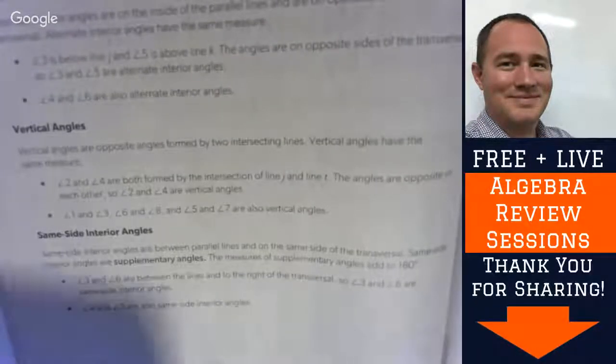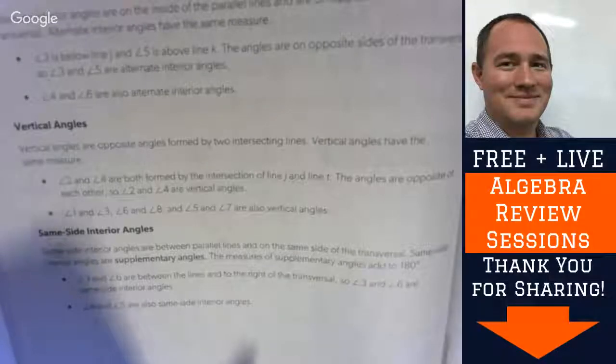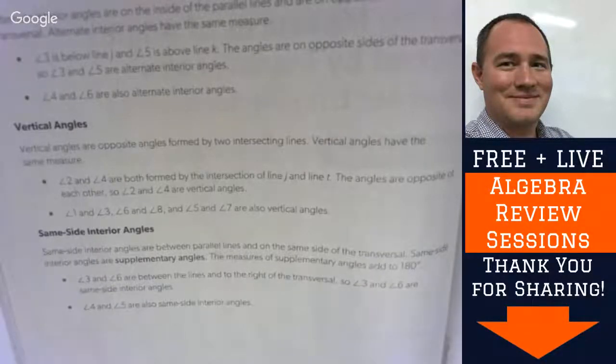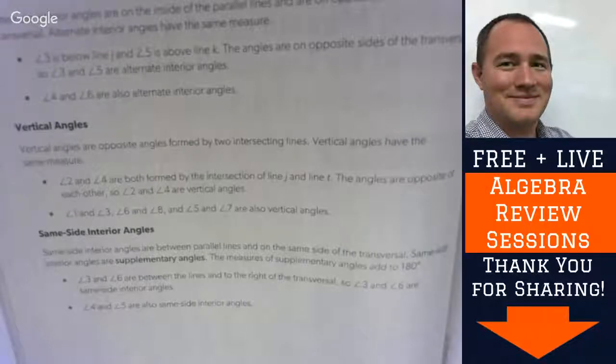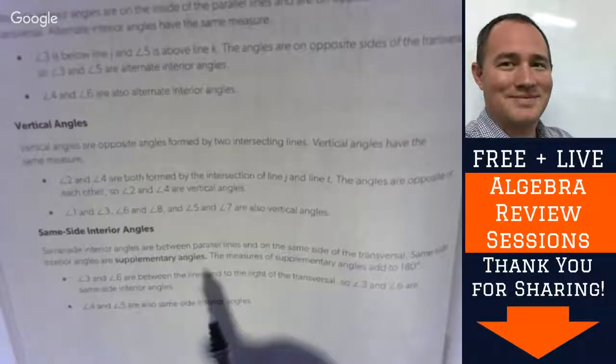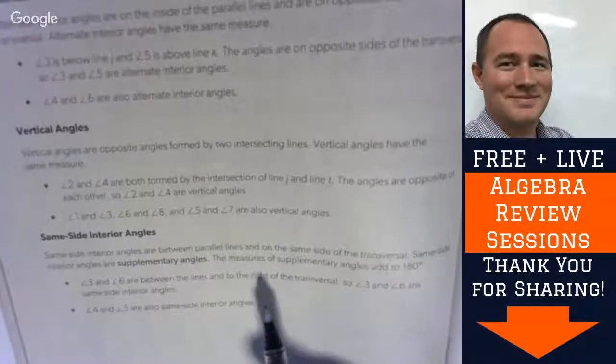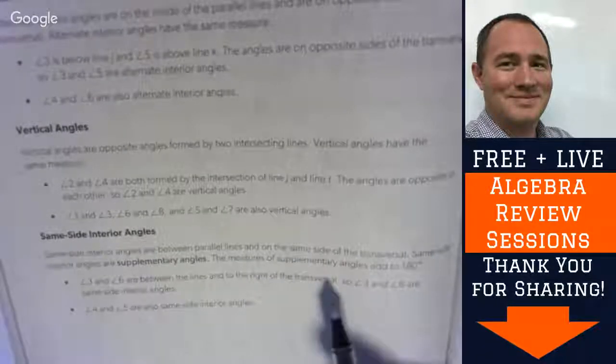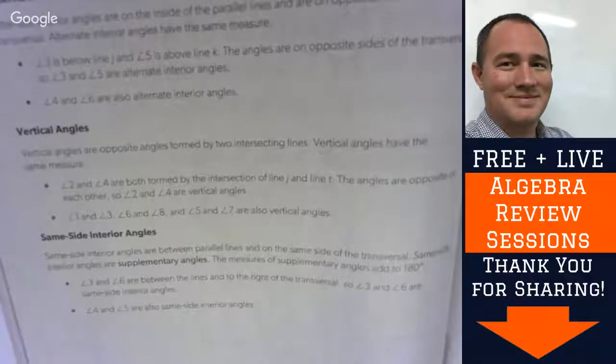How about same side interior angles? So same side interior angles are between parallel lines and on the same side of the transversal. Same side interior angles are supplementary angles. The measures of supplementary angles add up to 180.